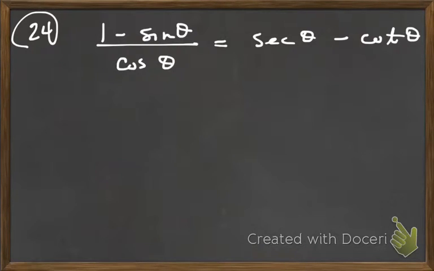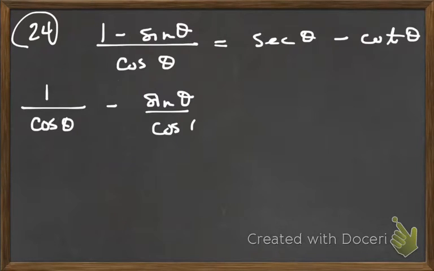What's your first term you'll end up with when you divide everything in the top left by cosine? 1 over cosine minus sine over cosine. Does everybody see that? If you have something in the top divided by something in the bottom, you can break that up into 2 terms. You just have to divide everything in the top by what's in the bottom.